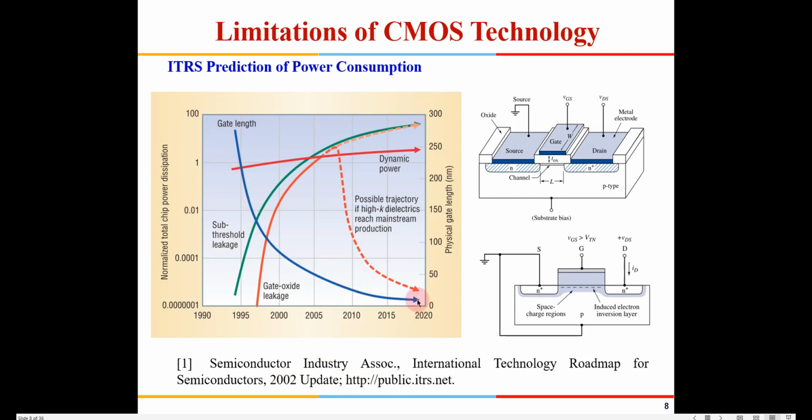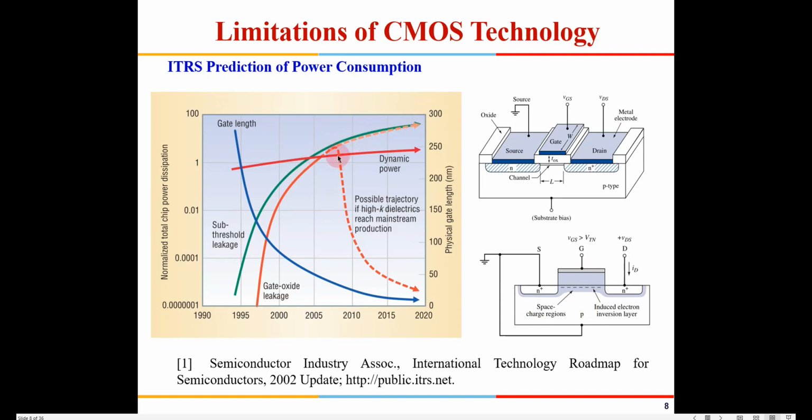There were a few other predictions also. One said the gate leakage will keep increasing, that is the red line, the orange line which is going like this. That is because as you keep shrinking the devices, the gate oxide thickness also has to be reduced. If you reduce the gate oxide thickness, there will be tunneling of electrons from the gate metal to the channel. So it was predicted that the gate oxide leakage will increase.